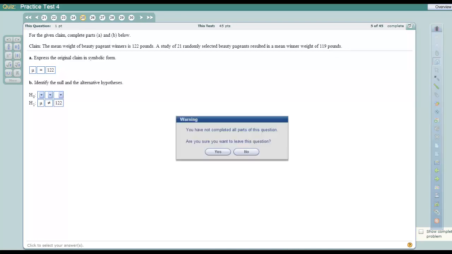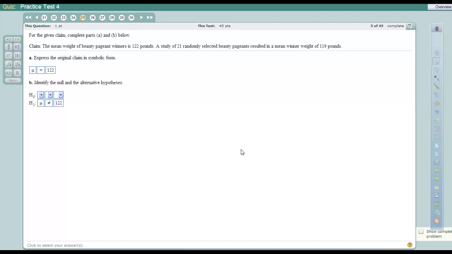All right, so we have to be able to form our hypotheses. So mu equals, there we go. All right, and the 122. Okay.